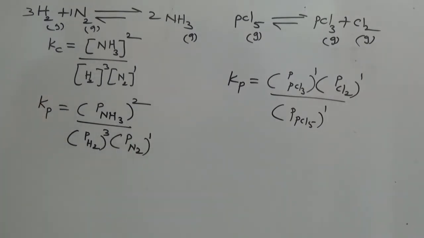Is it clear how to write the Kp expression and Kc? Okay. So this is the concentration term, and this is the partial pressure term.